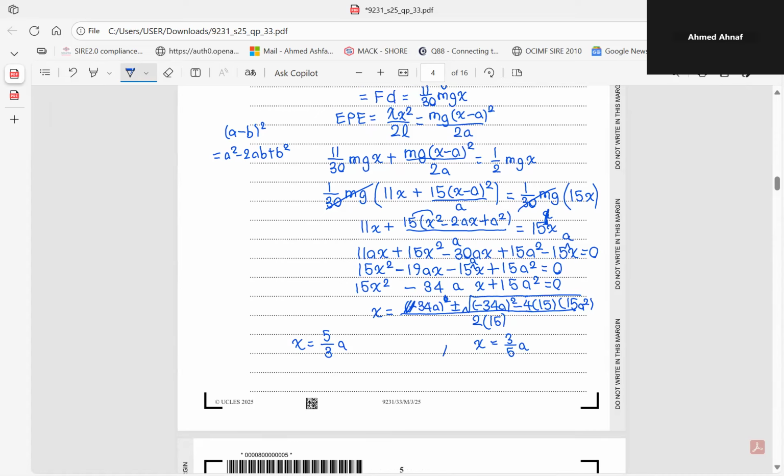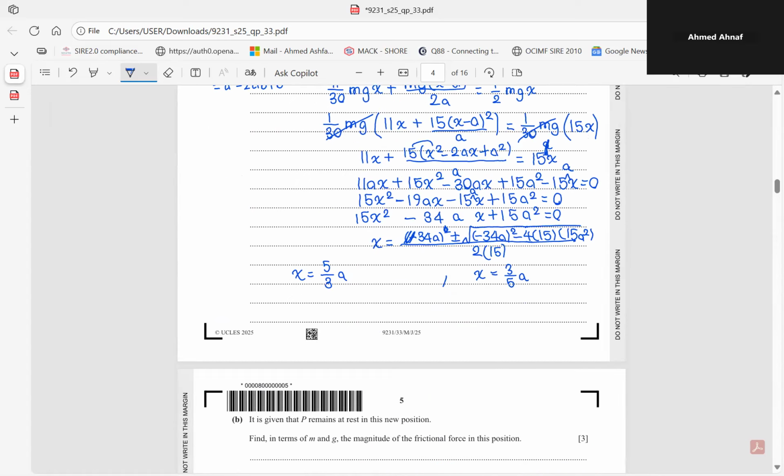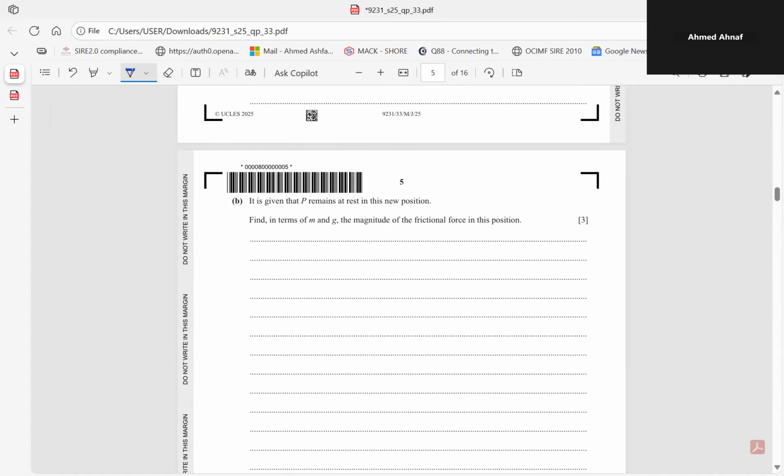So which answer do we reject? So here we assumed that the string has extended, okay? So that means ax has to be more than a. So we're going to reject this. And hence, we can conclude this as our final answer, x equals 5 over 3a. Let's head on to the next part.